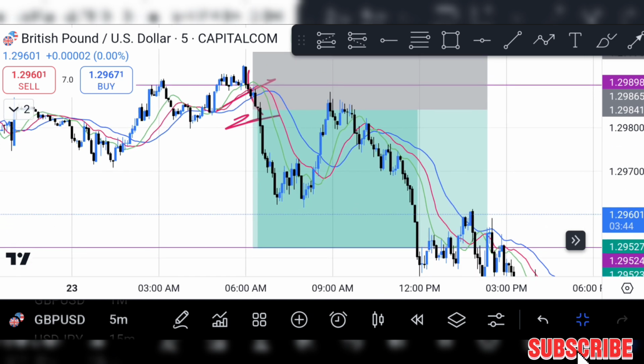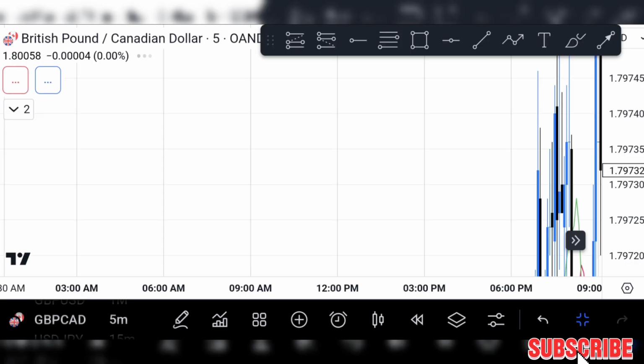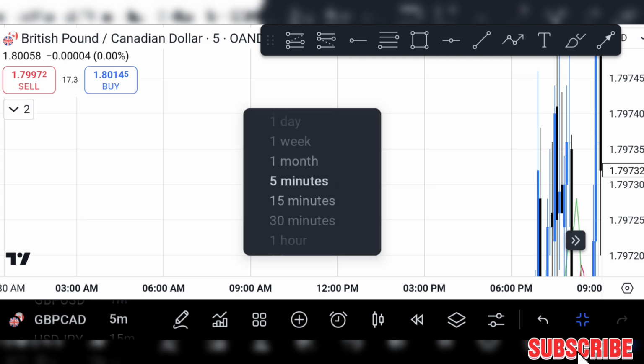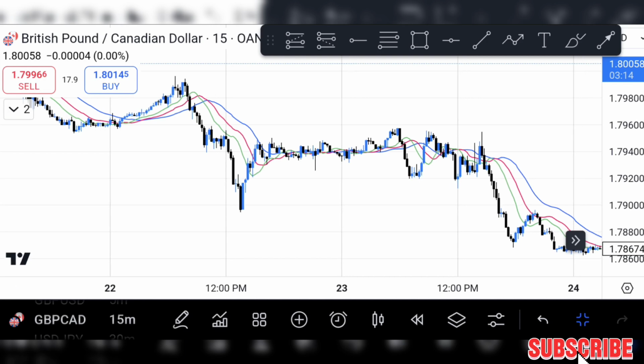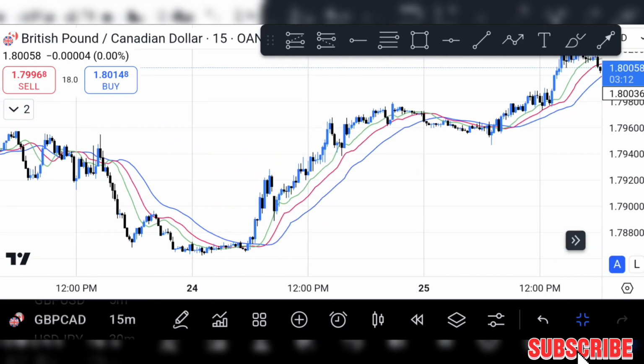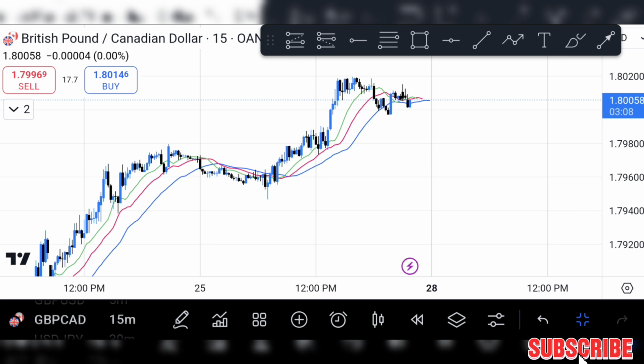So let's go to maybe GBP CAD. This is your GBP USD. Let's go to maybe the GBP CAD or GBP JPY, and let's analyze and try and see whether it works also there. Okay, so I'm on the GBP CAD currency pair, and as usual, you know what we do.